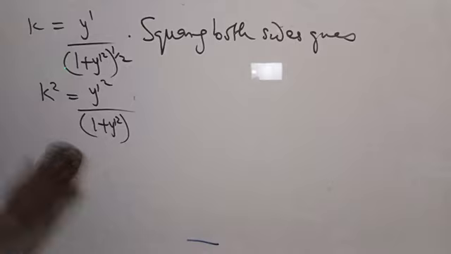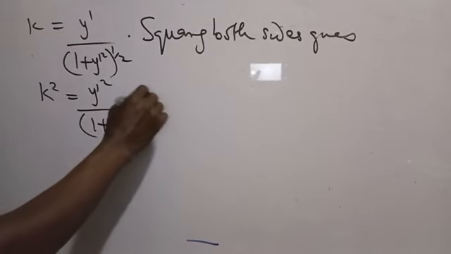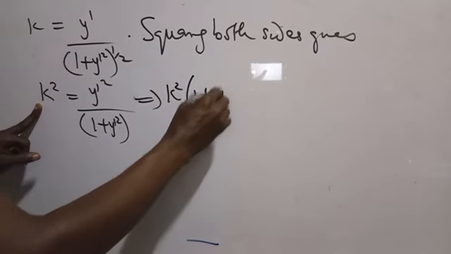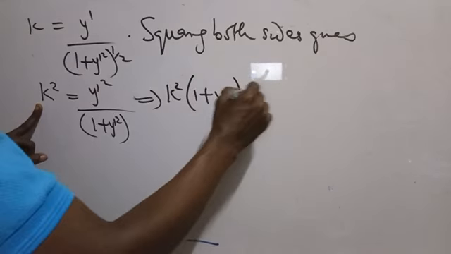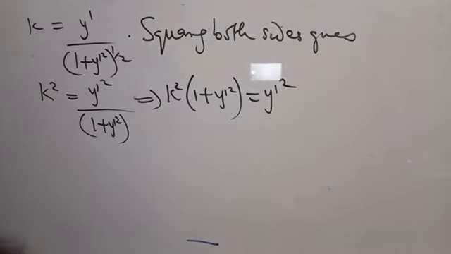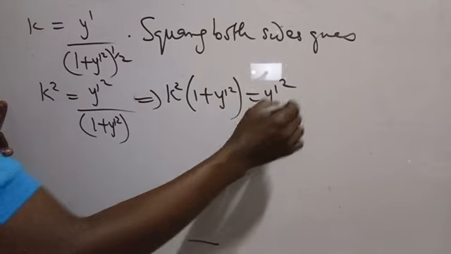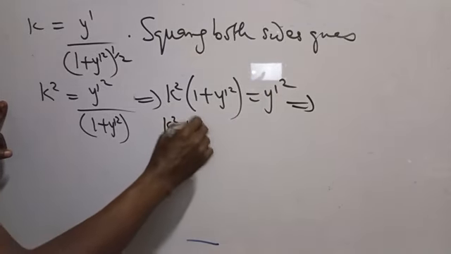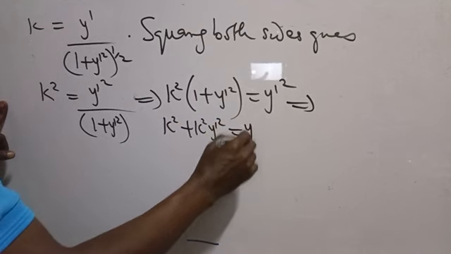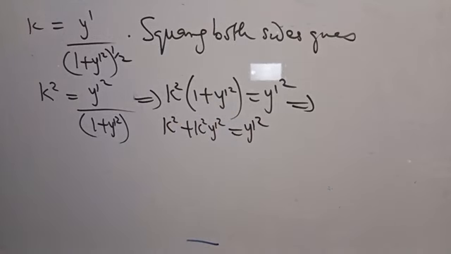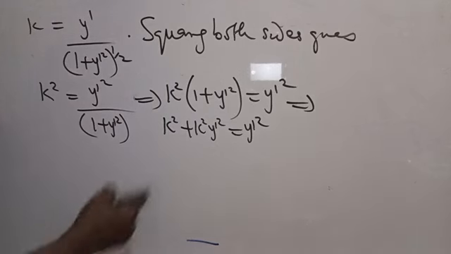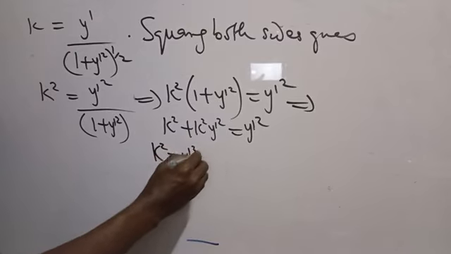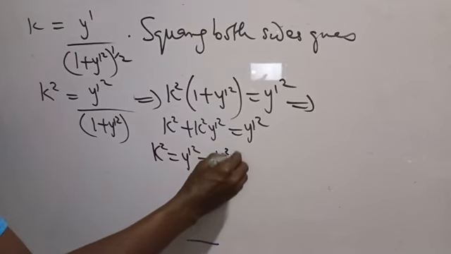Okay. Which implies, by the time you cross multiply, you have k squared into 1 plus y prime squared equals y prime squared. So which shows that when you expand, you have k squared plus k squared y prime squared is equal to y prime squared. So which now means what? Collect like terms. We have k squared is equal to y prime squared minus k squared y prime squared.